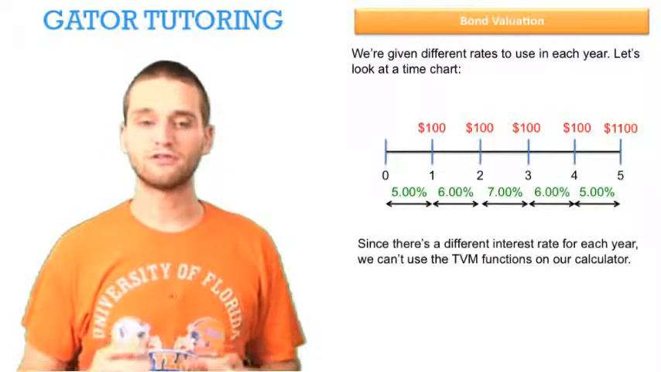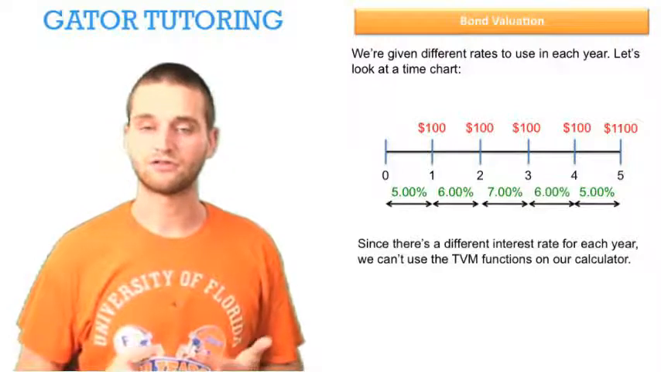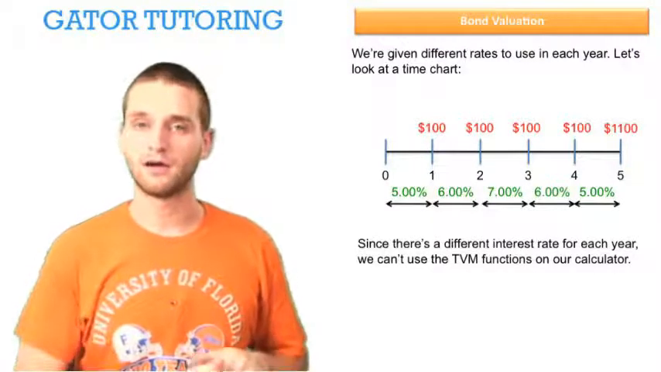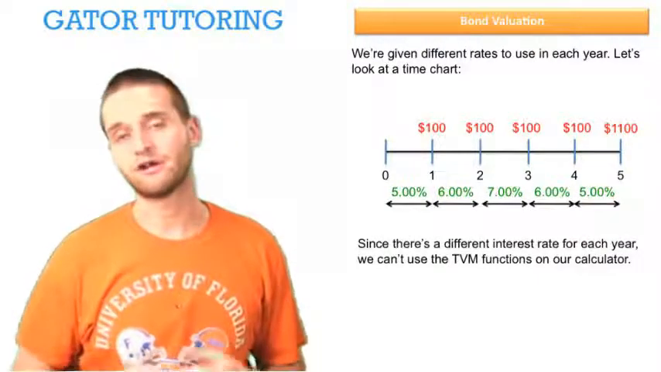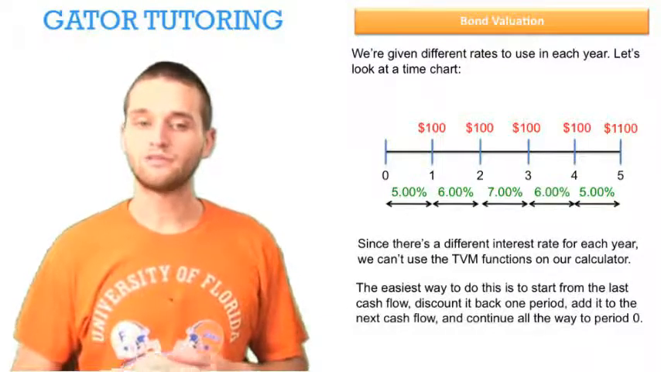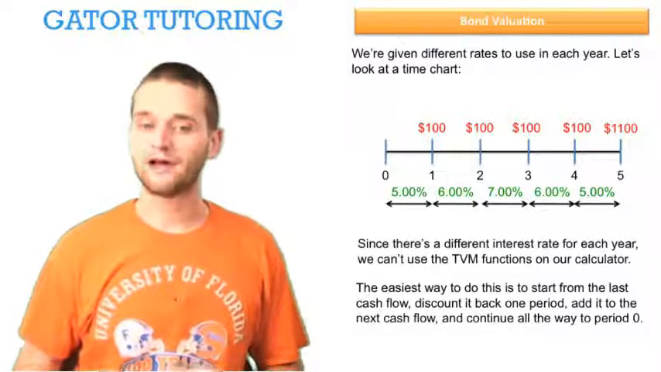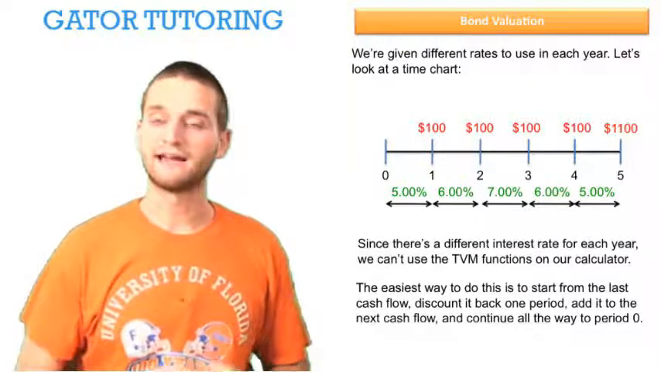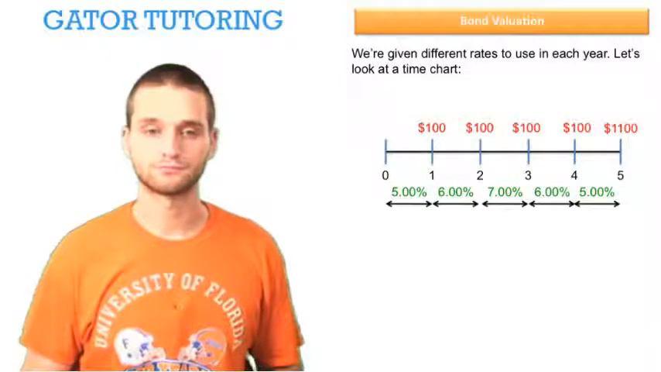So since there's a different interest rate for each year, we can't use the time value of money functions on our calculator. We can't just put this in as a $100 annuity for 5 years and a $1,000 future value and put in the interest rate and solve for present value because the interest rate changes. The easiest way to do this is to start from the last cash flow, discount it back one period, add it to the next cash flow, and continue all the way back to period 0. So that's exactly what we're going to do.